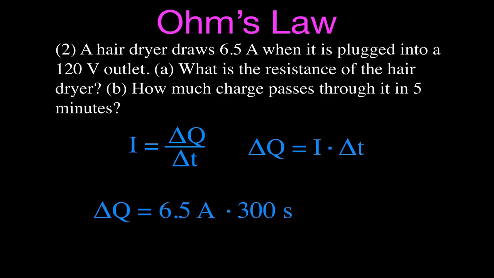So we have 6.5 amperes. Remember that the time has to be in seconds, and we have 5 minutes, and 60 seconds in a minute, 60 times 5 is 300 seconds. Because the current is in coulombs per second, the seconds will cancel, and we get that 1950 coulombs of charge would pass through that hairdryer in 5 minutes.